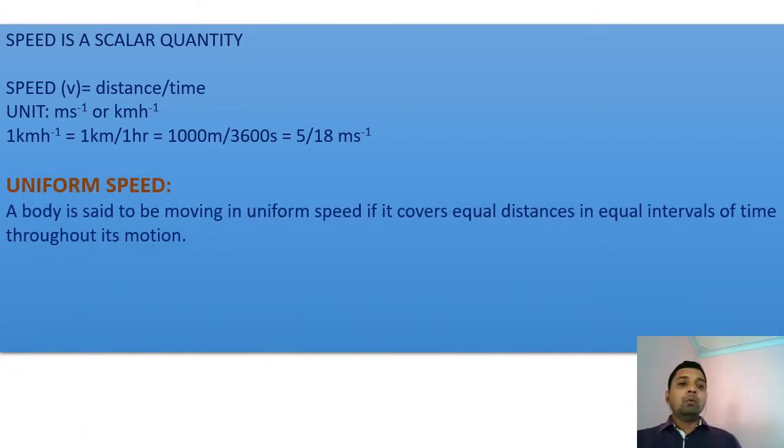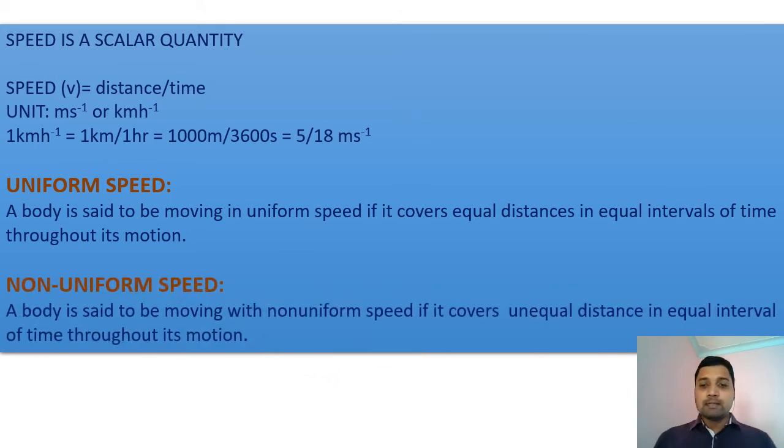Here, one more is the uniform speed. Uniform speed means the speed of a body remains the same, or simply you can say it will cover equal distance in equal intervals of time. That means 2 meter in 1 second, 4 meter in 2 seconds, 6 meter in 3 seconds. So that is the uniform speed. But when it does not cover equal distance in equal intervals of time, you call it non-uniform speed. So speed can be uniform, speed can be non-uniform, speed can be constant, speed can be variable. Constant means it will remain the same.